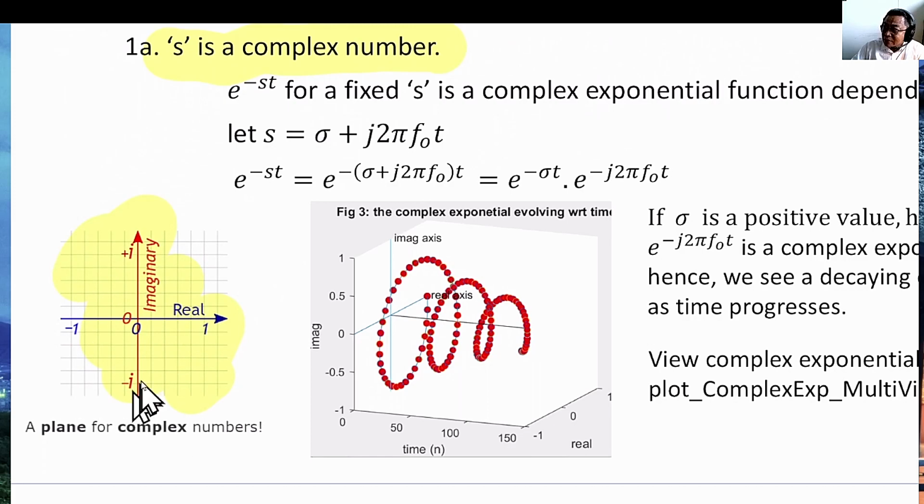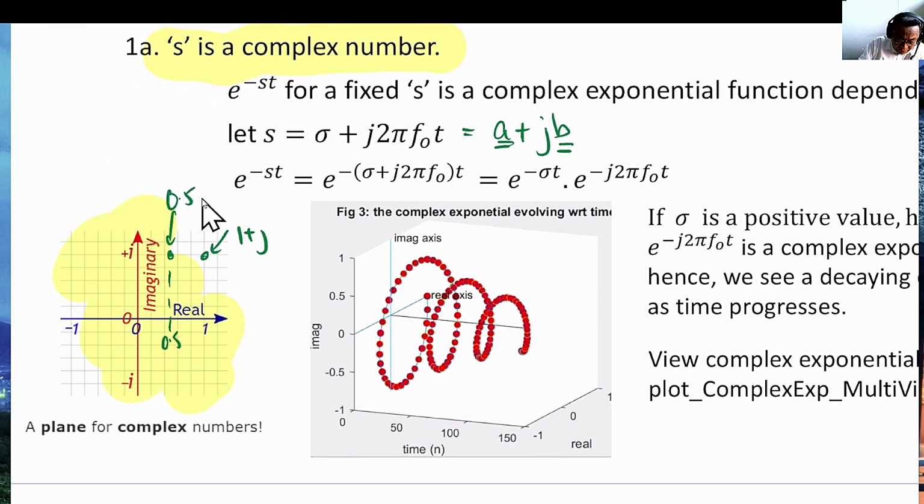So we say the plane of complex number. S is a complex number. We can pick any number on this complex plane and put it in this value s. So typically s is a plus jb, the real part and the imaginary part. A is anywhere along this real part, b is anywhere along this part. So if I want to choose here, therefore this is 1 plus j1. And if I choose along here, it will be 0.5 plus j1. This is j1 here.